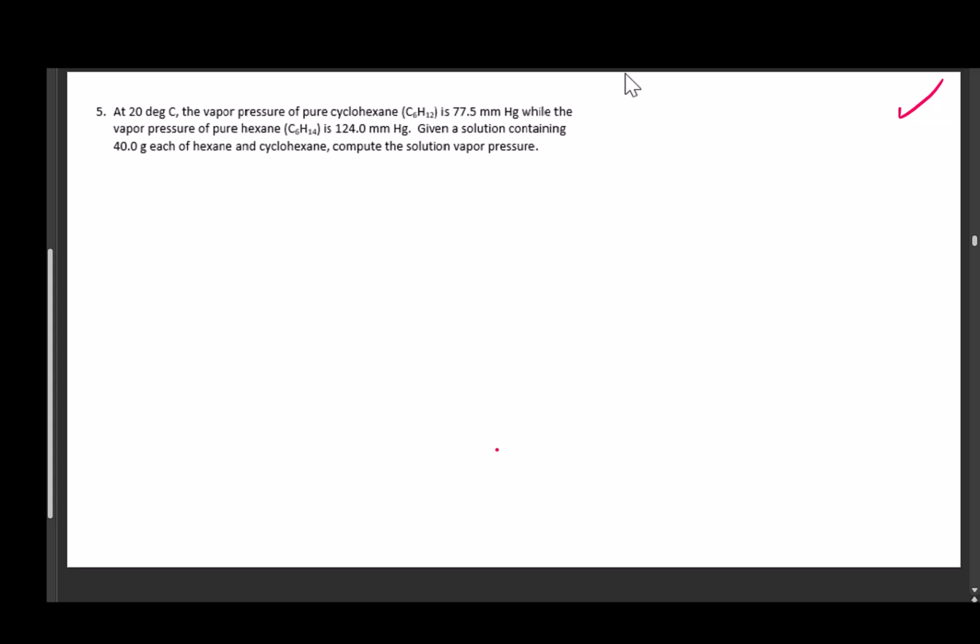At 20 Celsius, the vapor pressure of pure cyclohexane, C6H12, is 77.5 millimeters of mercury, while the vapor pressure of pure hexane, C6H14, is 124 millimeters of mercury. Given a solution containing 40 grams of each, compute the solution vapor pressure. You should be able to recognize this as a Raoult's law problem.